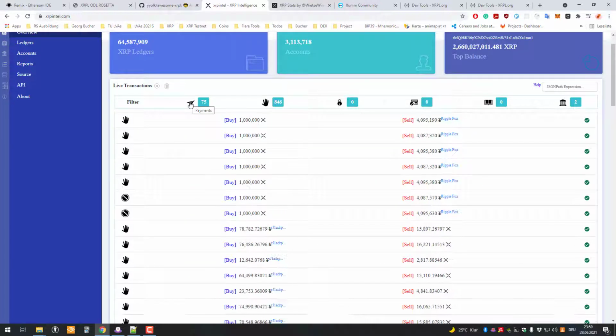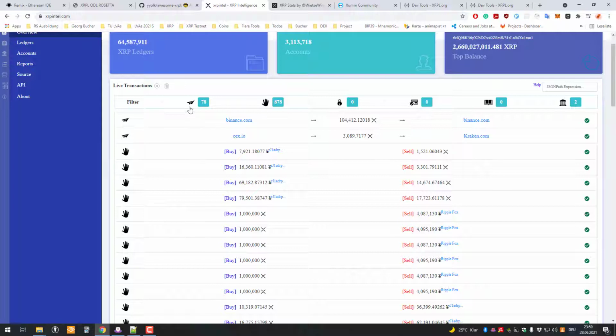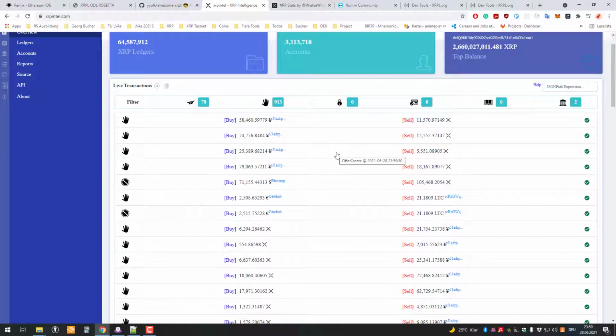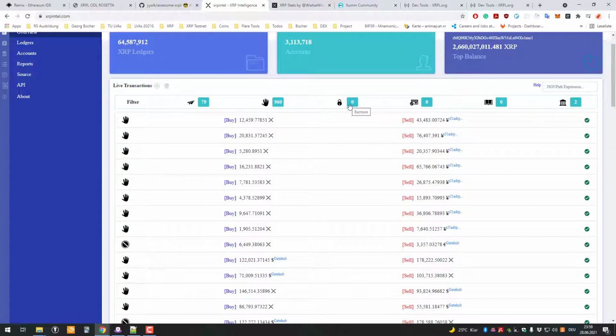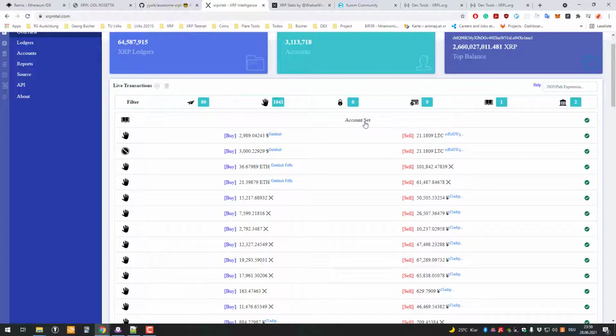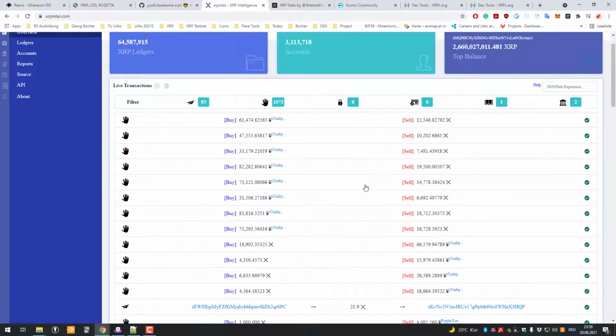We can see here that the paper plane expresses payments which are being sent, so one account sending XRP to another one. The hand symbolizes offers. These ones are escrows, so how many escrows are being created. Payment channels, how many payment channels are being opened. And also account stats, so somebody changed properties on their account.